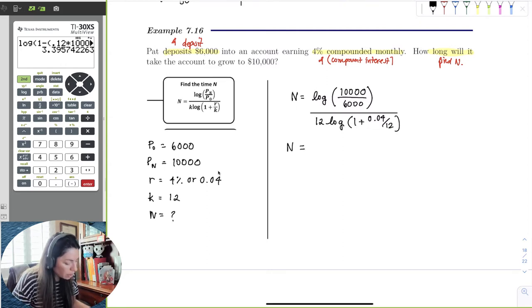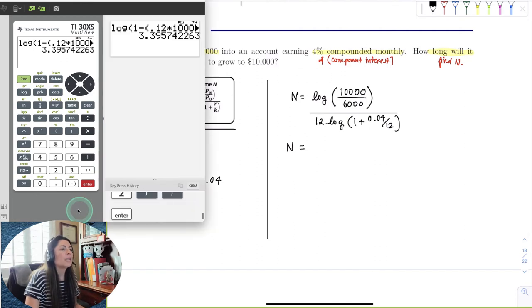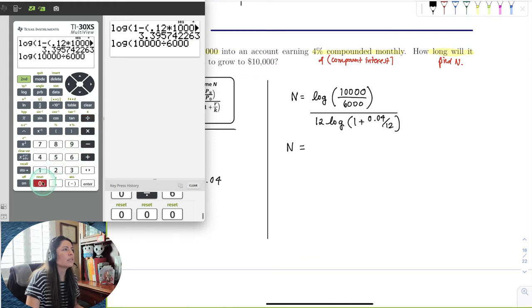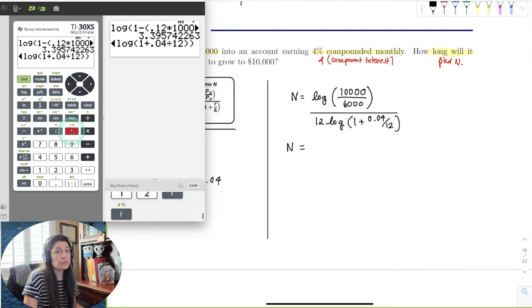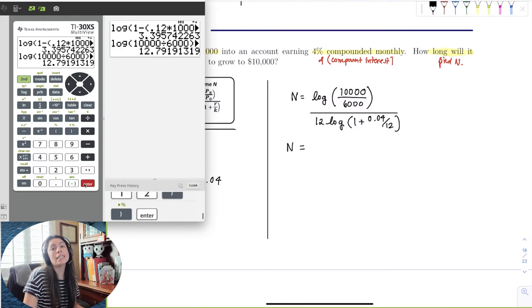Okay, so we can go ahead and go to our calculator, and let's go ahead and put in the numerator of log 10,000 divided by 6,000 divided by parentheses 12 log 1 plus 0.04 divided by 12. Close the log and then close the denominator. Enter. So we will round it once again to the tenths place.